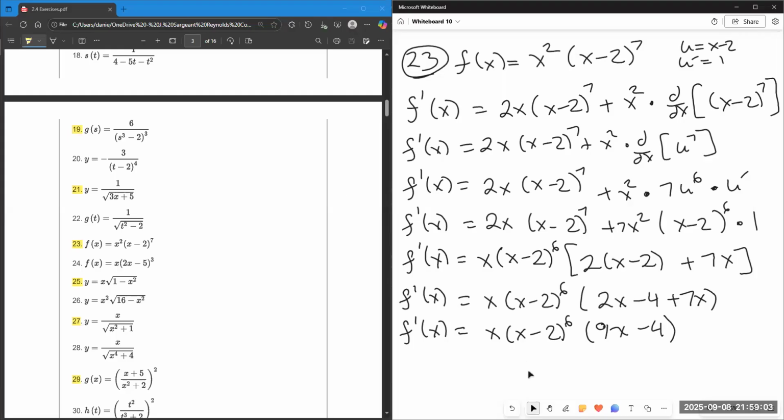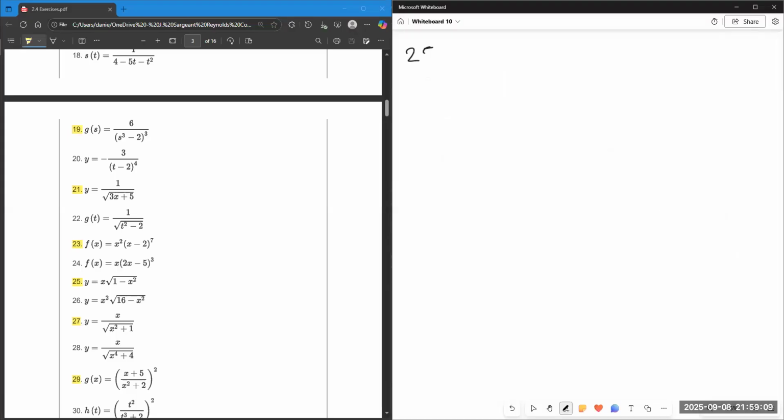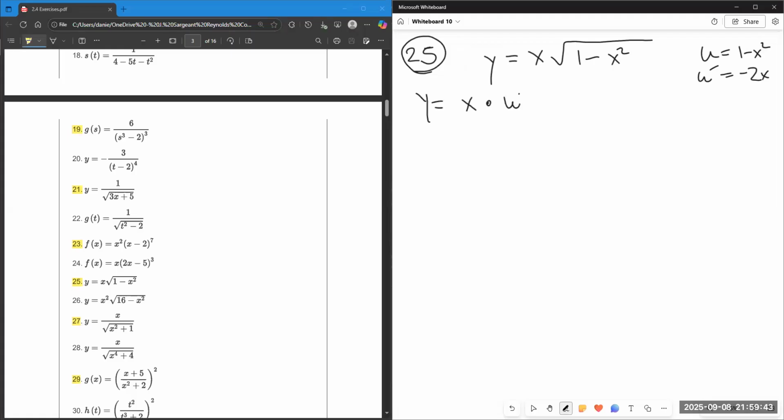Let's look now at number 25. It says f of x is equal to, sorry, this is y equals x root 1 minus x squared. So I have u is 1 minus x squared, u prime is a negative 2x, y is equal to x times u to the 1/2.